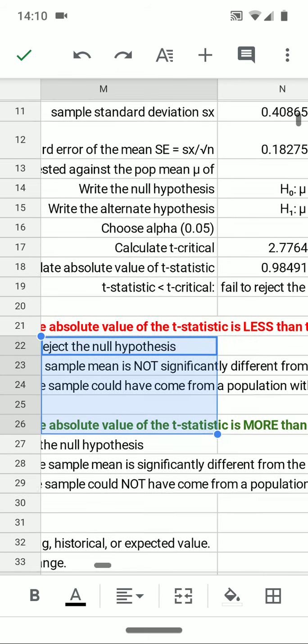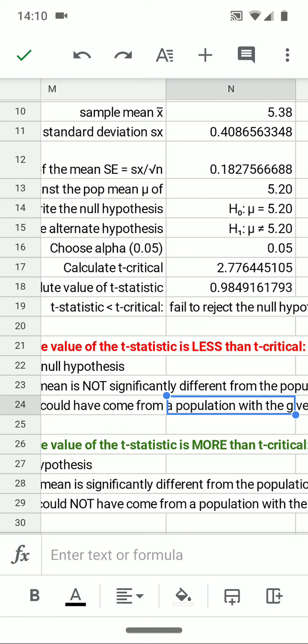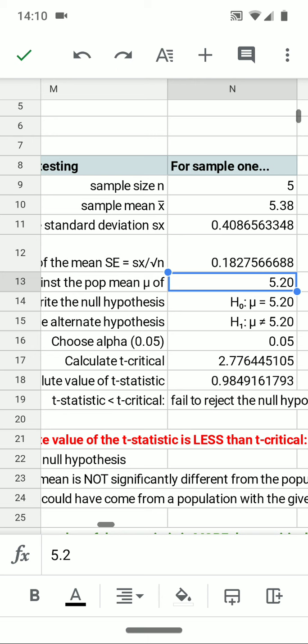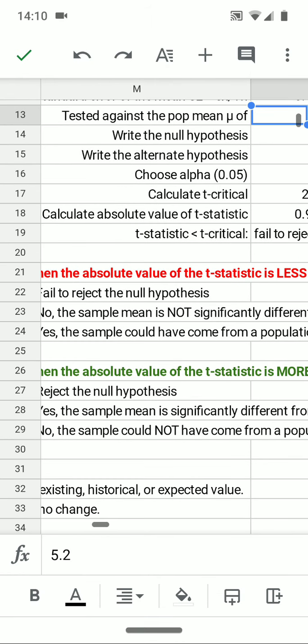Well, that should be enough to be able to make a calculation running a hypothesis test against a known value. Again, we are running against a value which we already know. Later we'll deal with what happens when we've got two samples and no value we're running against.